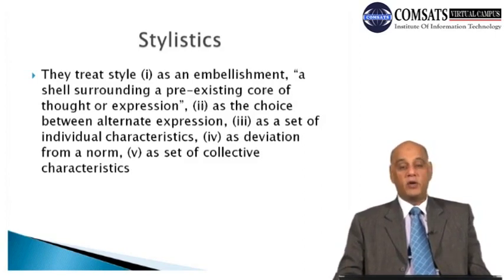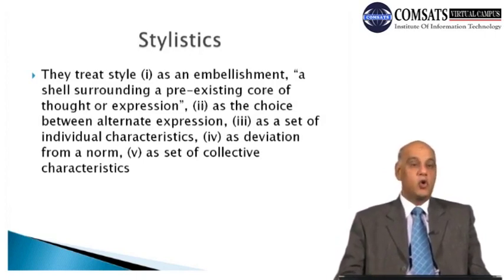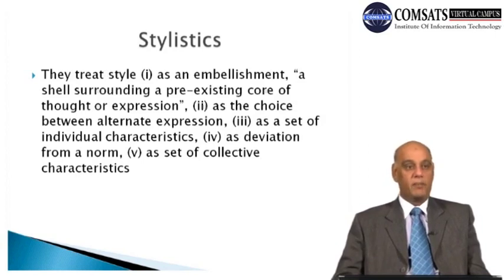Number two, as a choice between alternate expressions, and as a set of individual characteristics. As a choice of alternate expressions and then as a set of individual characteristics. We're going to look at these concepts later, what they mean and how the poets or literary writers use these techniques in order to create impact in their texts. Number four, as a deviation from a norm. What is stylistics? It's a deviation from the existing norms, and when a writer deviates from them, you can say that the writer is employing different techniques.